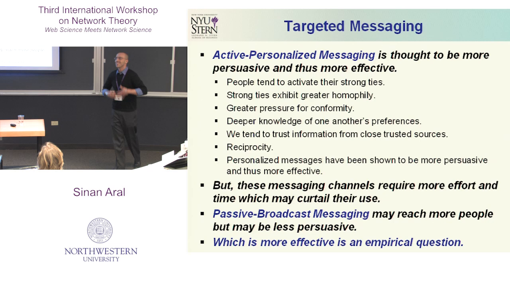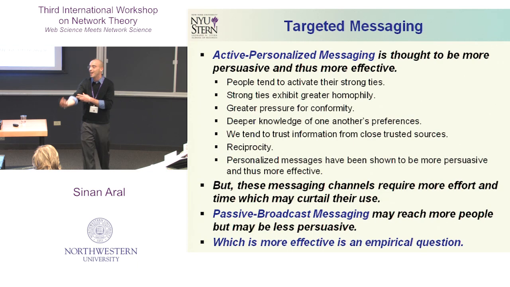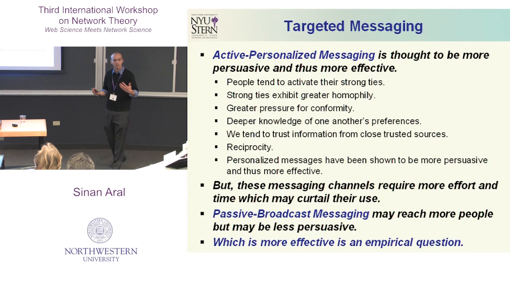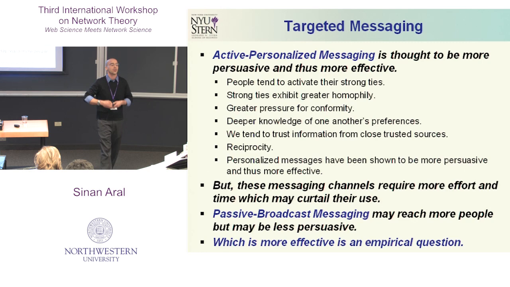So what type of features are likely to be the most effective? Well, there's a lot of theory that says the active personalized features are likely to be more effective. If I personally invite you to the product, I'm likely to activate my strong ties. This is likely to exhibit homophily, so you're likely to have the same preferences as me. There's greater pressure for conformity. There's deeper knowledge of one another's interests. We tend to trust information from our close trusted sources, etc. But these types of messaging channels also require more effort. I actually have to think about who to invite. I have to actually go through the process of inviting them. Maybe I spend some social capital by asking them to do something, etc.